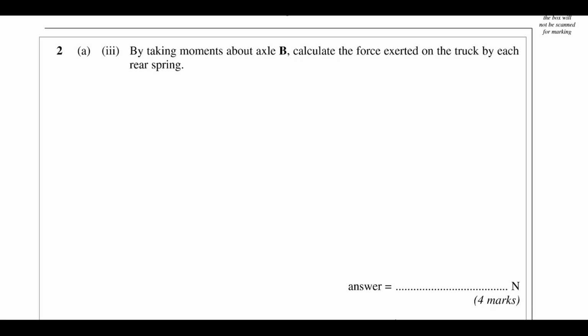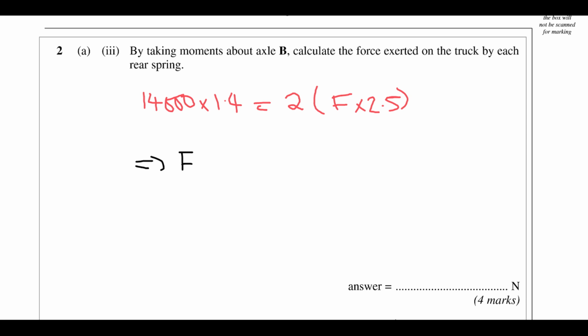So taking moments about axle B, calculate the force exerted on the truck by each rear spring. So let's first do the moment of the weight force of the object. So the weight force of the object is 14,000 newtons and it's at a distance of 1.4 meters from B. And then there will be 2 moments from the rear springs because there's 2 of them, and each one is going to supply a force F, and that's 2.5 meters away from B in the perpendicular direction. So then let's rearrange this first and then we'll solve it.